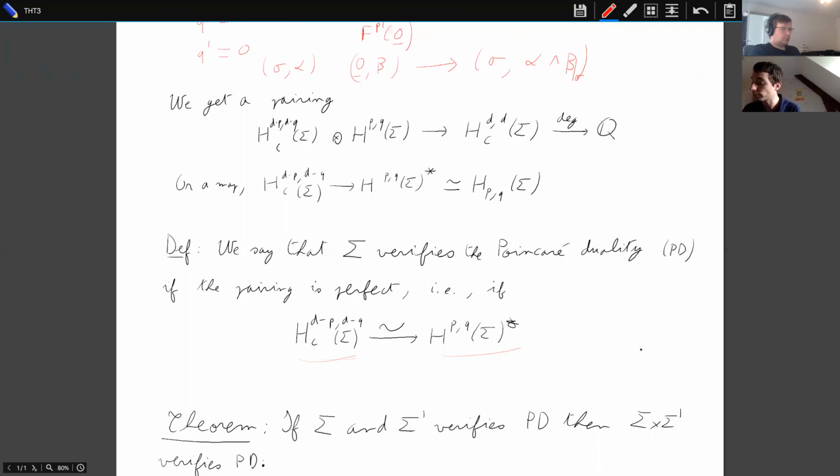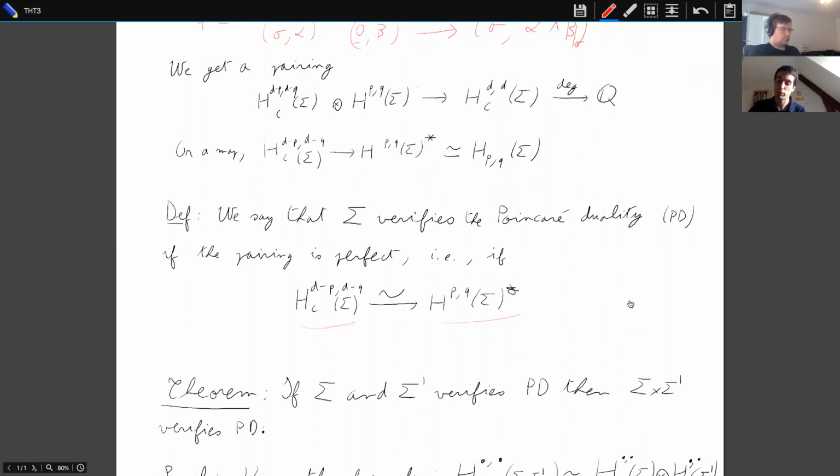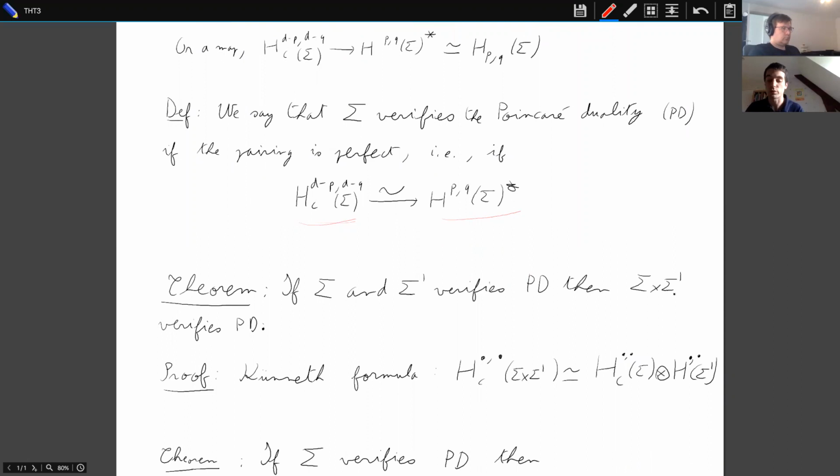Okay, so Poincaré duality works quite well in the tropical world, as in the usual world. If you have two fans which verify PD, Poincaré duality, then the product also verifies Poincaré duality. It's just an application of the Künneth formula, which also works in the tropical world.